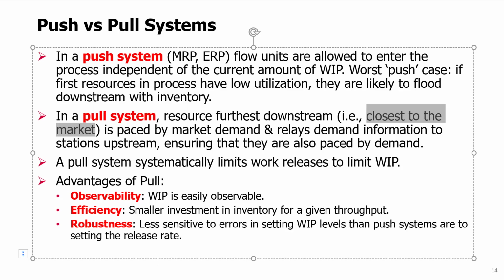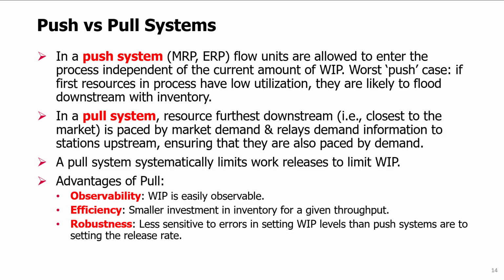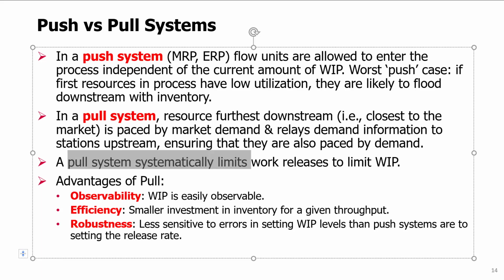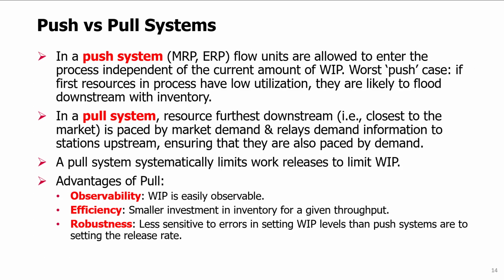In a pull system, the resource furthest downstream, i.e., the one that is closest to the market, is paced by market demand, and it relays demand information to stations upstream by requesting some parts from them, which ensures that they are also paced by the demand. So a pull system systematically limits work releases and through that limits the work in progress inventory.